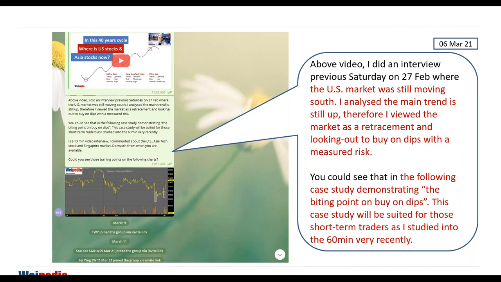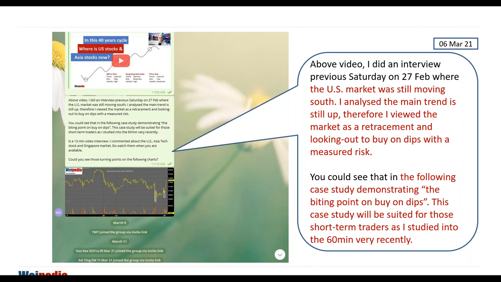I said that there's opportunity around here. It's still moving south, but I analyzed that the main trend is still up. That's what we studied earlier. Therefore, I view the market as a retracement. It's not a correction, it's a retracement, and I was looking to buy on dips with measured risk. Again, in the same message with the chart, I said that the following case study demonstrates the buying point on buy on dips. So we studied that earlier.